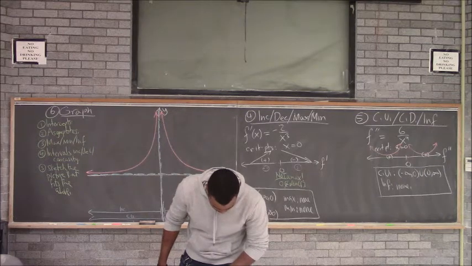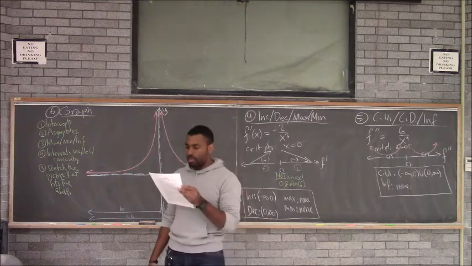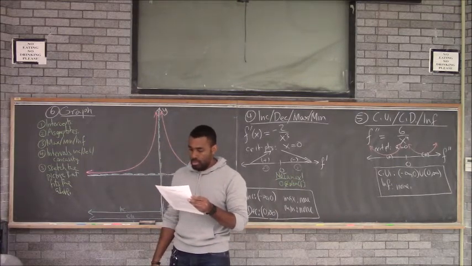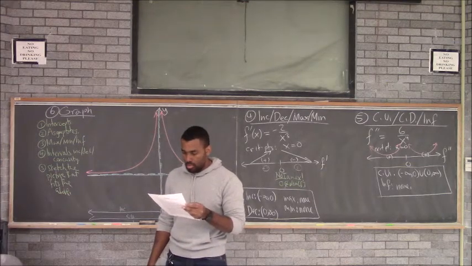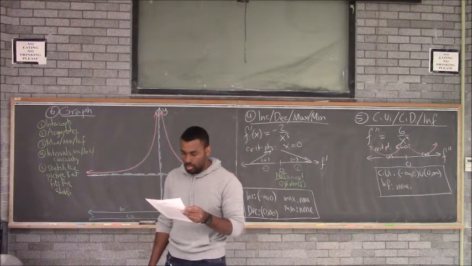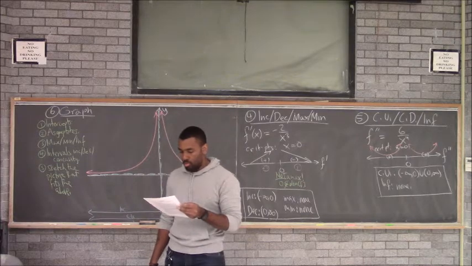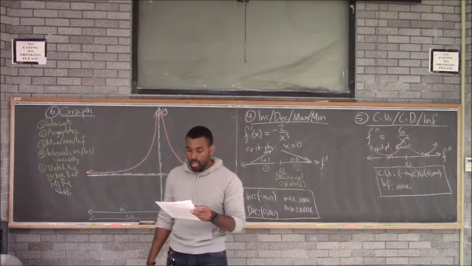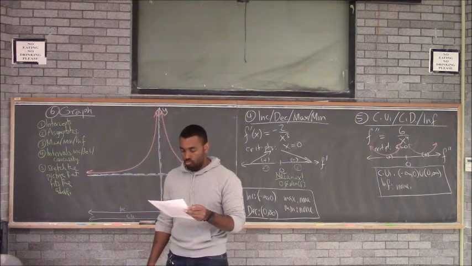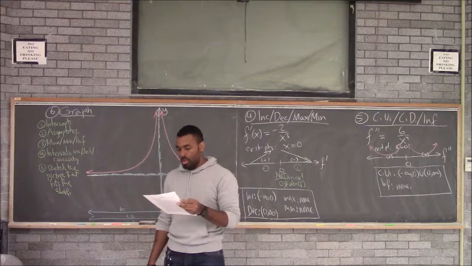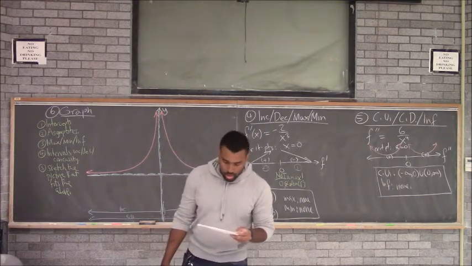Let's see. Should I do another one or just jump straight to it? Set y equals 0, solve for x. I don't know if I want to waste time. Maybe let's just do the other 3.